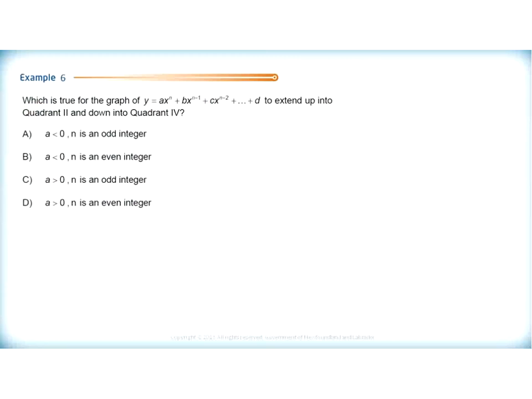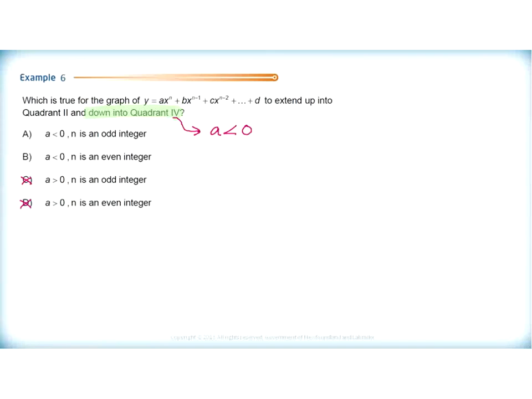And in example 6, which is true for the graph of ax^n + bx^(n-1) + cx^(n-2), and so on, plus d, to extend up into quadrant 2 and down into quadrant 4. I find it easier to remember down into quadrant 4 will guarantee us that the value of a, the leading coefficient, has to be less than 0. So that eliminates C and D as possible multiple choice answers.